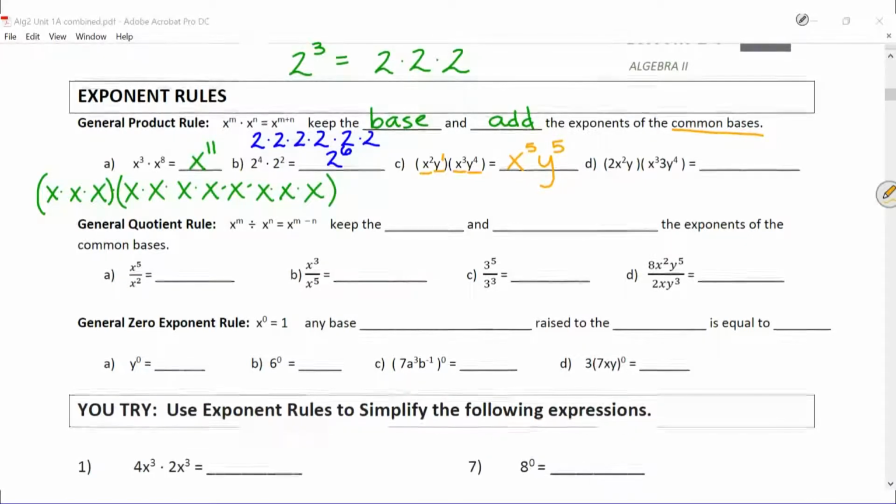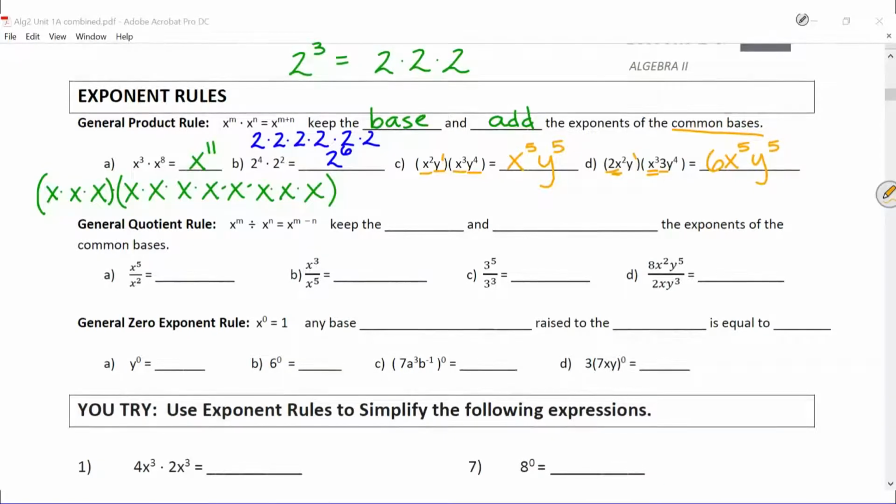In letter D, I have even more stuff there. So I have these numbers 2 and 3. 2 times 3, I know we're kind of used to adding numbers right now, but the numbers 2 and 3, you'll still multiply them. It's just exponents that you add. So 2 times 3 is 6. For x squared times x cubed, you keep the base of x, and you add the exponents. 2 plus 3 is 5. And y times y to the fourth, you keep the base. You add the exponents 1 plus 4, and you get y to the fifth power.